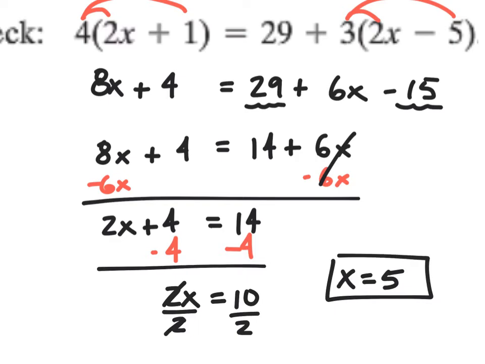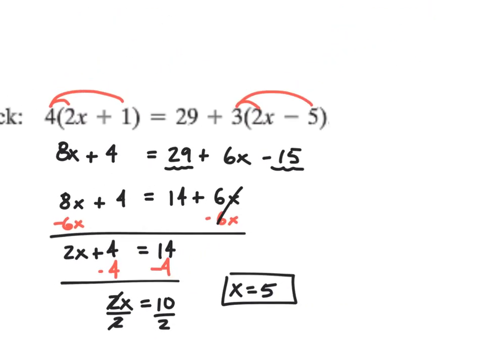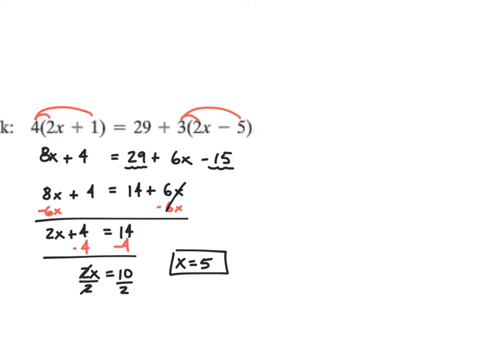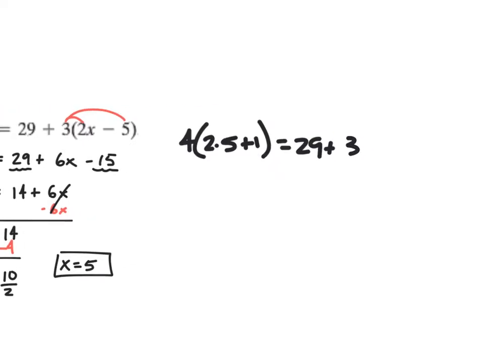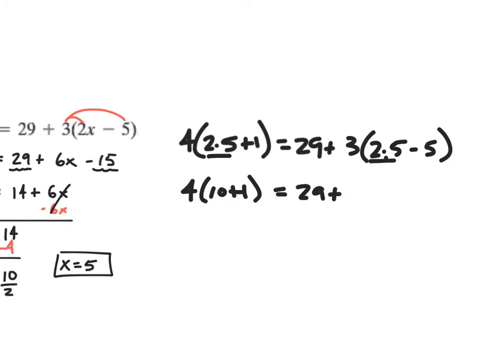Okay. Now, I'm not going to check. I probably should. Let's go ahead and check it. All right. So what I'm going to do is plug in 5 in for x. So I've got 4 times the quantity 2 times 5 plus 1 is equal to 29 plus 3 times 2 times 5 minus 5. All right, so order of operations says I need to do what's inside the parentheses first, and I'm going to do my multiplication inside that parentheses. So I've got 4 times 10 plus 1 is equal to 29 plus 3 times 10 minus 5.